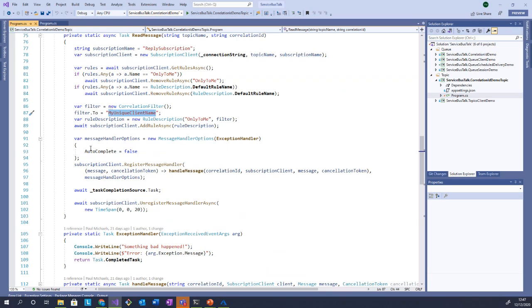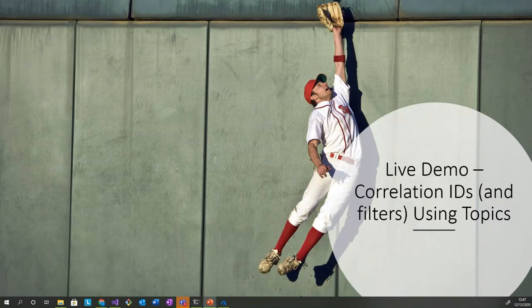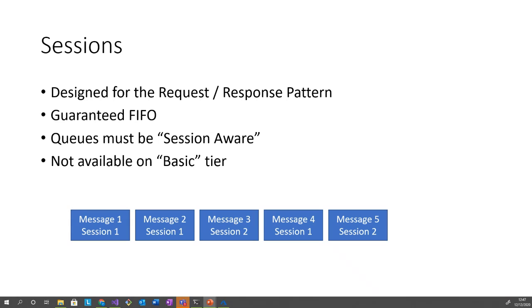Okay, so correlation IDs using topics. We're running quite low in time, so should just get time for sessions. So sessions are interesting, and I think I'm right in saying that Azure Service Bus is the only service that actually supports sessions. And these were designed essentially to do what we've just done with topics and queues using the correlation ID, but in a more request response way.